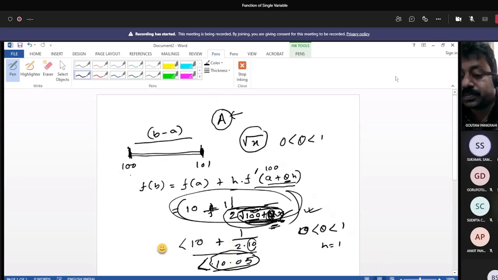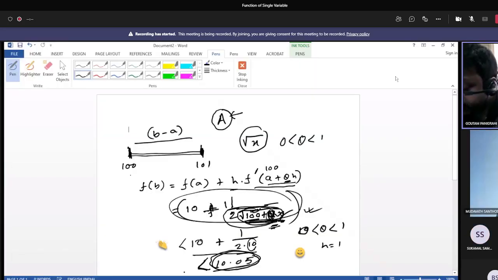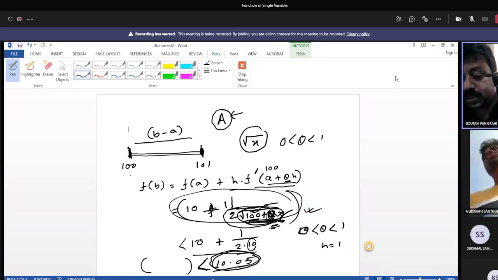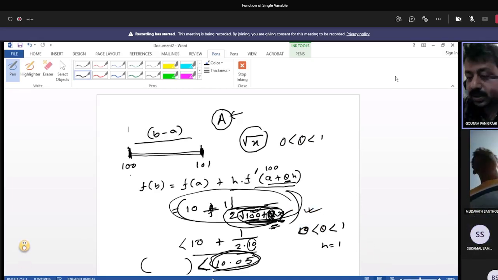So you mean to say that 10.05 can appear either above the interval or in between? This will be the higher value in between. Okay, sir. Will it be given in the question? It will be given in the question.